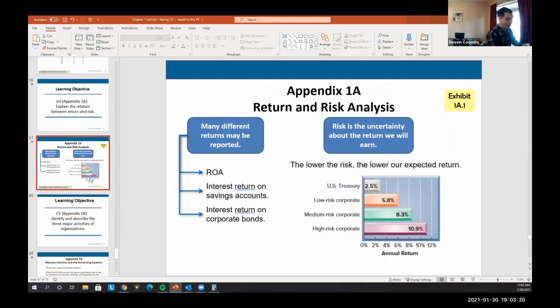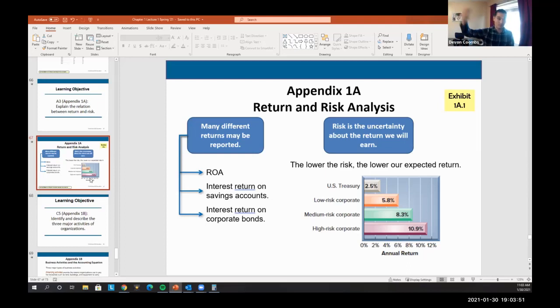This is another high-level topic. I could give a whole class based on return and risk analysis, but there are many different ways we can report returns. We talked about return on assets. You can also talk about return on investment. You can talk about interest returns or returns on corporate bonds. And anytime you make an investment, your question should be, how risky is this? And what's my expected return?